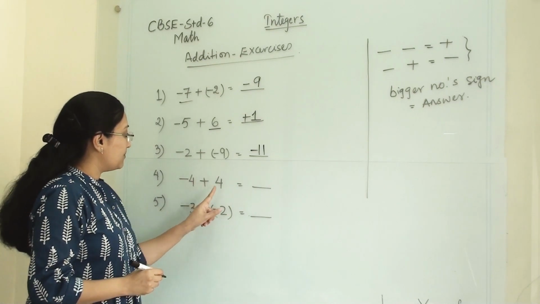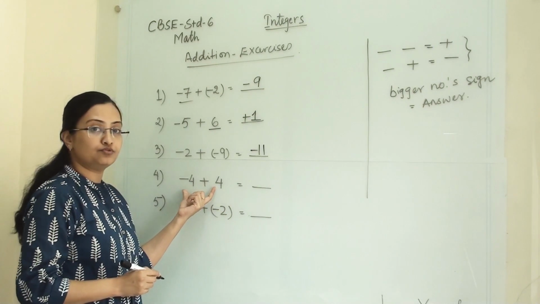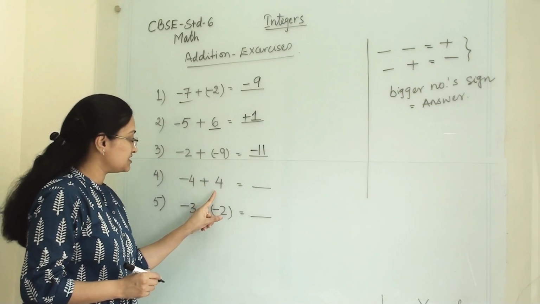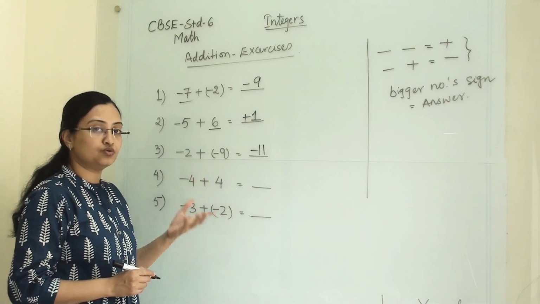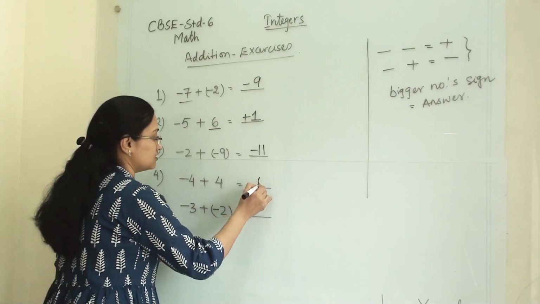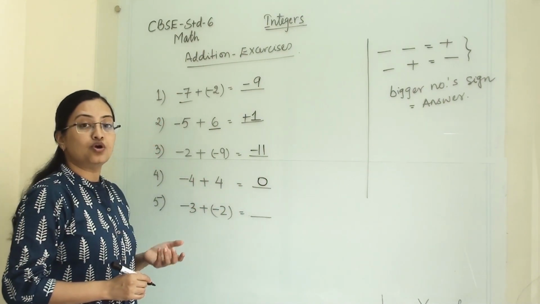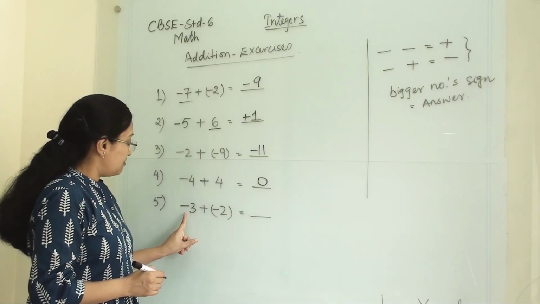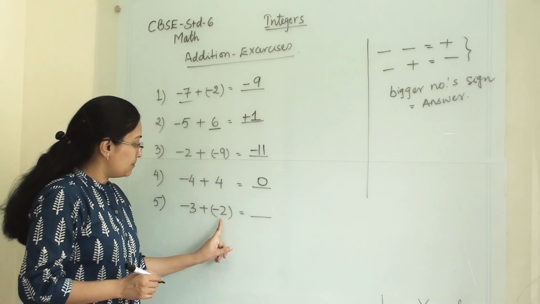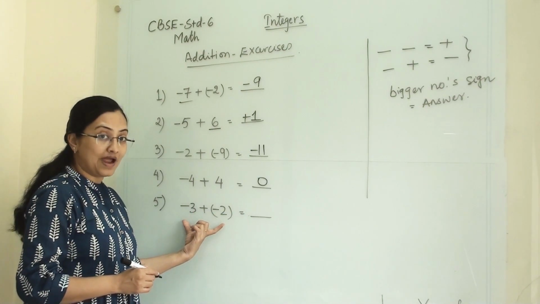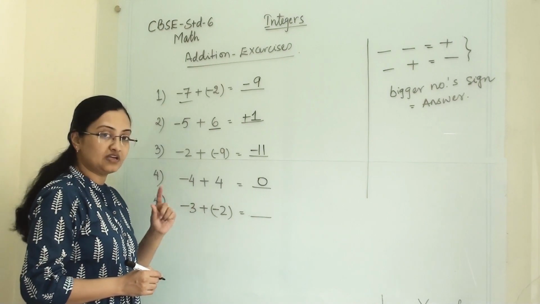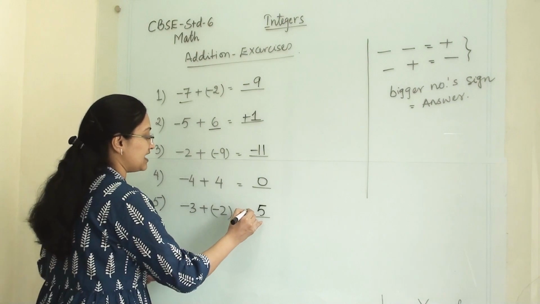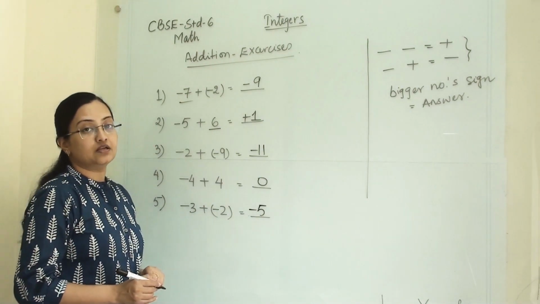Minus plus, so here we have to do subtraction, and one number is minus, one number is plus, both numbers are the same, we know that the answer is 0 and 0 does not have any sign. Here minus 3 minus 2, when we want to add them, then minus minus will become plus, so here we will get 5 as an answer, and the answer will carry the bigger number's sign.